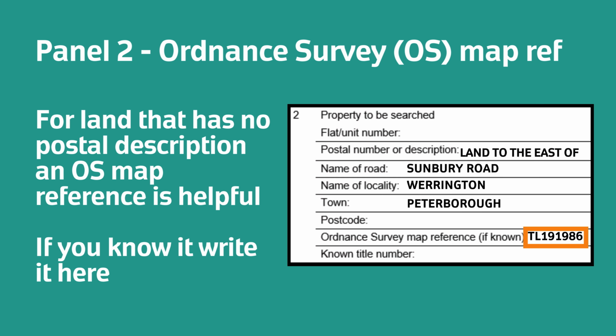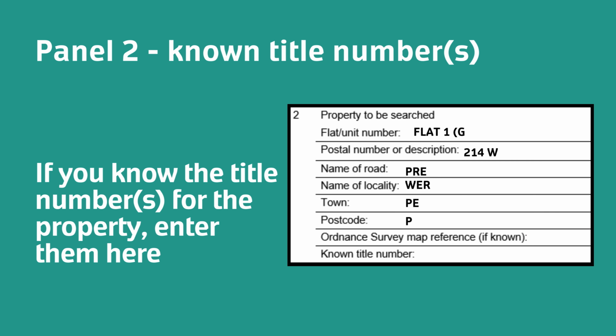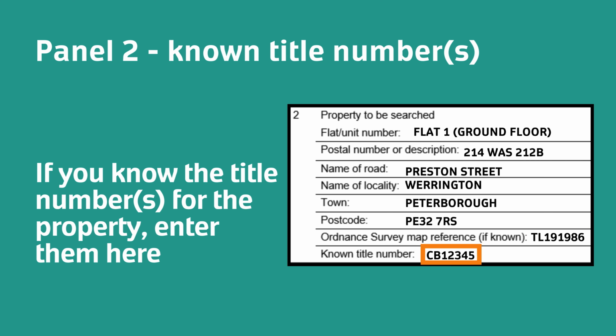Ordnance Survey OS map reference. If you know the OS map reference, add it here. In rural areas, land and buildings may not always have a postal description, and an Ordnance Survey map reference is helpful. Known title number. If you know any of the title numbers for the property, write them in here to help us identify it correctly.